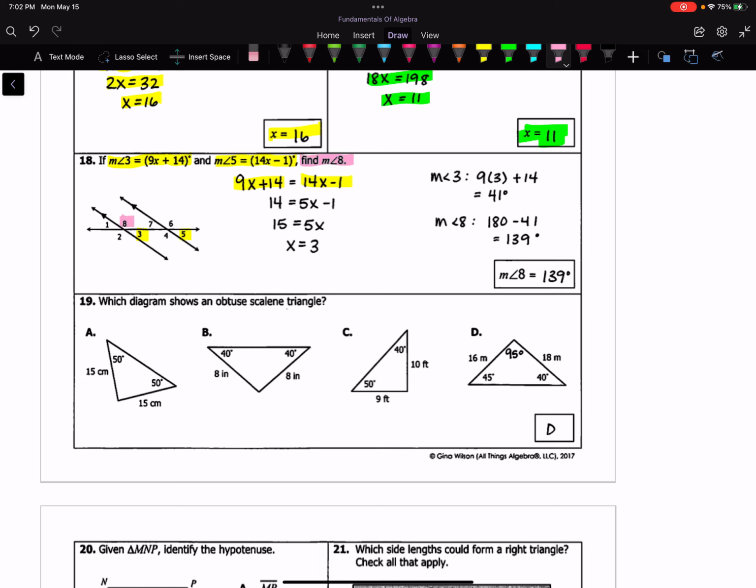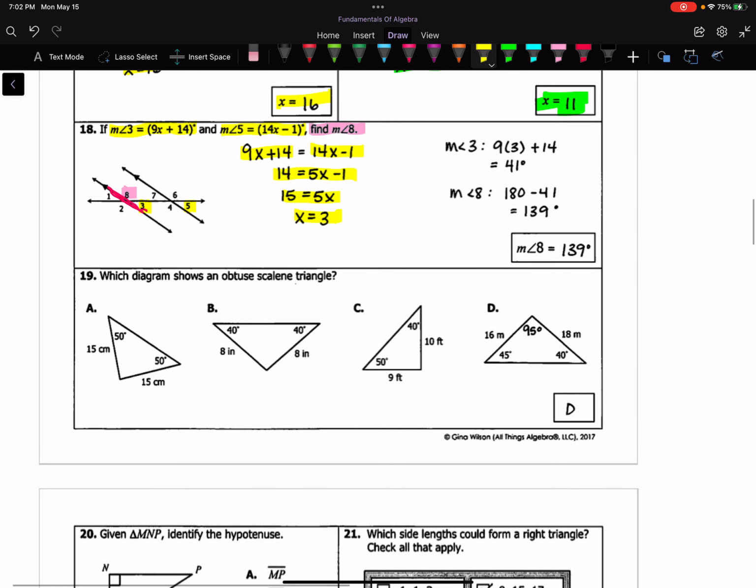Well, angle 8 is going to be supplementary to angle 3. There's the line that they both share. So they're going to be supplementary, so 180. So first, let's find x. We subtract 9x from both sides to get that equation. Then we add 1 to both sides to get that. And we divide by 5 to get that.